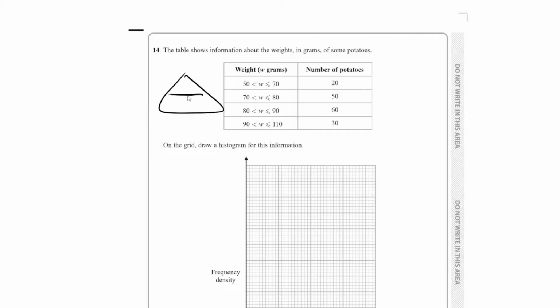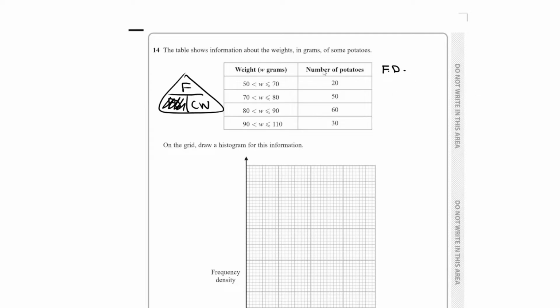The formula triangle for histograms is frequency at the top, which in this case is the number of potatoes. Frequency just represents the number of something, doesn't it? Frequency density times class width at the bottom. The way that I remember which way round this goes is that frequency is the only one with one letter. That one goes at the top. So we are trying to work out the frequency density. That tells me I need to do frequency divided by class width, which is the two things in my table.